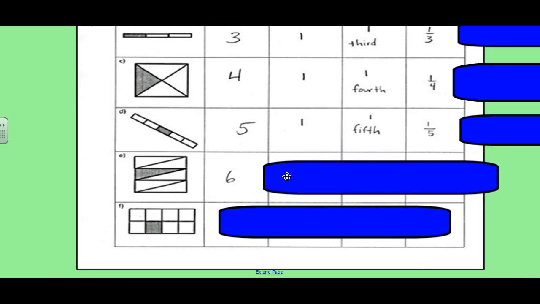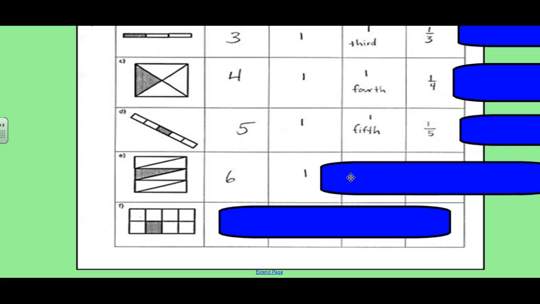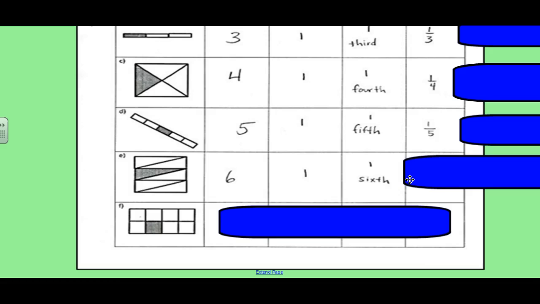On E, there are 6 equal parts. There's 1 part that is shaded. Each part is 1/6, and the fraction that is shaded is 1/6.